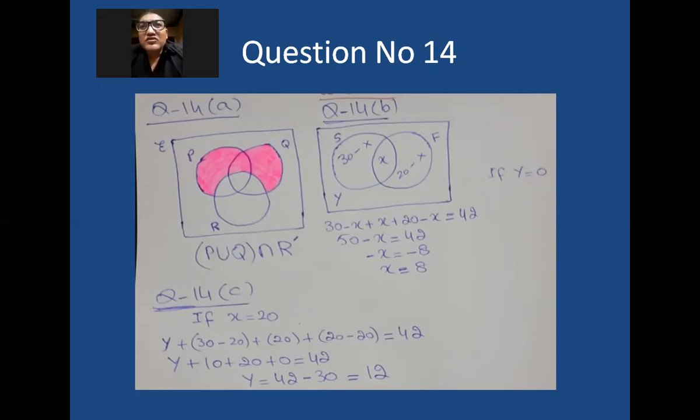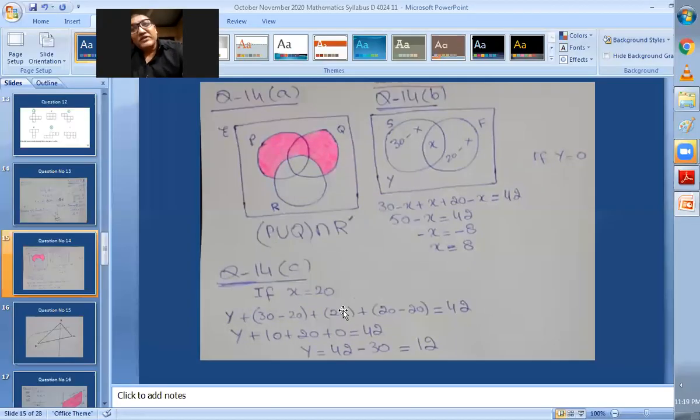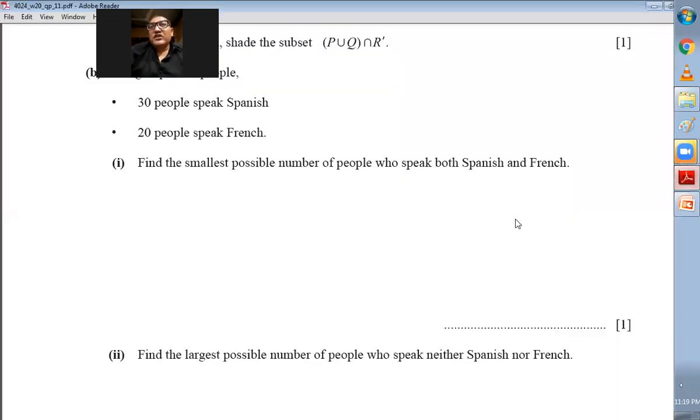So if Y equals 0, then 30 minus X plus 20 minus X should be 42. Minus X plus X will be cancelled, so you will be left with 30 plus 20, that will be 50. 50 minus X equals 42. Minus X equals 42 minus 50, that will be minus 8. Minus and minus will be cancelled, so X will be equal to 8. So the minimum number which should be common should be 8. Minimum number who can speak both the languages, that should be 8. So that was question number 14B part. Hope you have understood. Okay, so let's move to the next part.